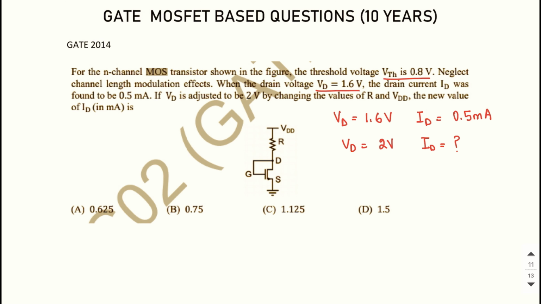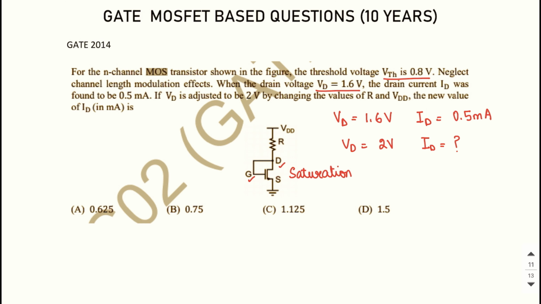Now again, in order to solve this, we need to first find out which mode of operation the NMOS transistor is in. As clearly shown again, the gate and the drain are connected to each other, so we can quickly decide that this transistor has to be in the saturation mode, and that is very true.